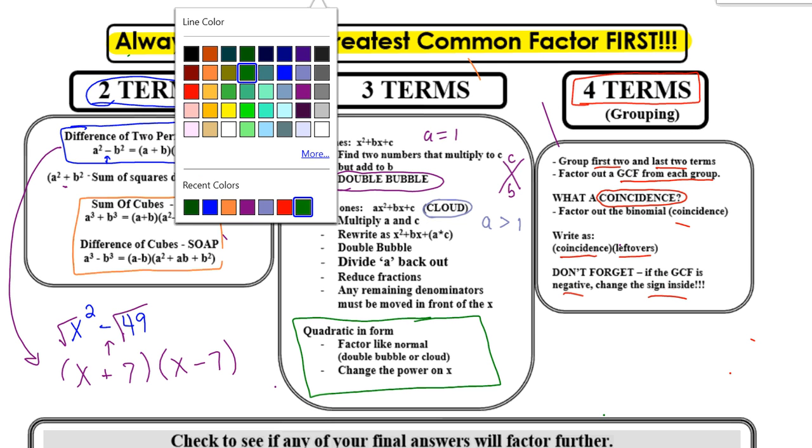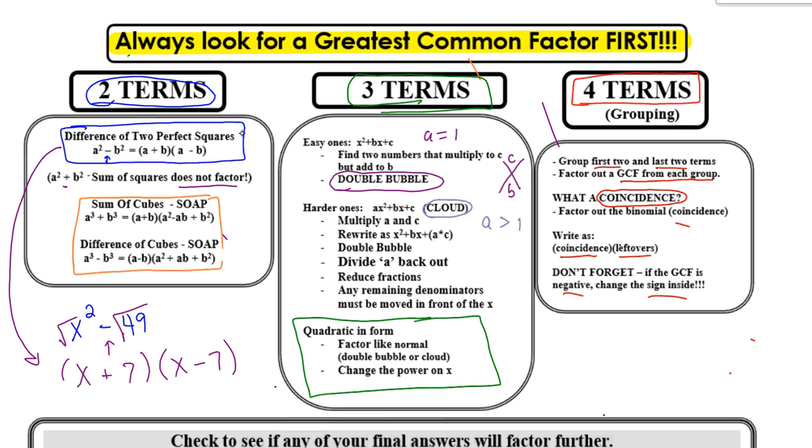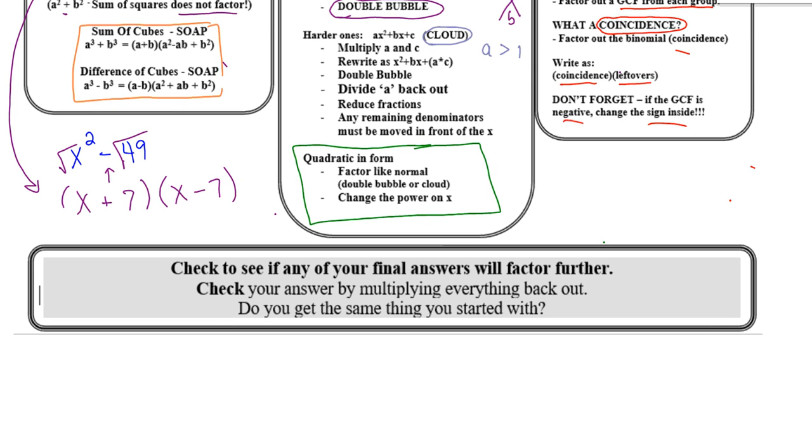Okay, and then the last thing to remember was to check and see if your final answers factor any further. And that one is going to be huge for this section. Whoops, we don't want that ugly one. We want yellow. Yellow is so pretty. You should always check to see if it factors further. Like I said, on these difference of squares ones, let me show an example really quick of one.